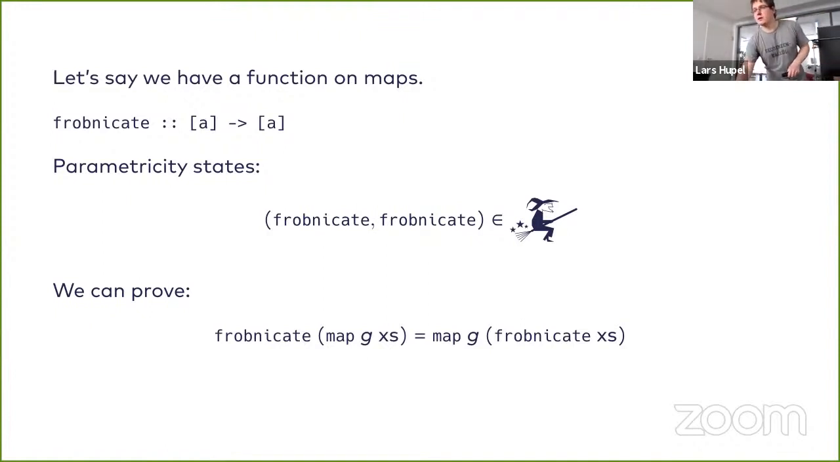Okay, so far, this is what we can prove about Frobnicate. And we can prove all of these things just by looking at the type signature. And that's kind of interesting, right? We didn't actually have to look at the implementation of Frobnicate. We only had to look at the type signature.